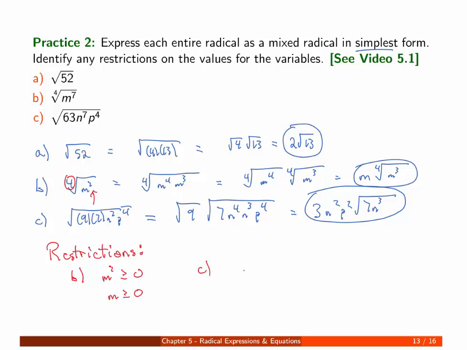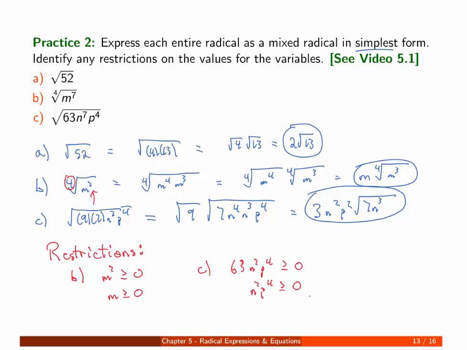Next one's similar, except it has 2 different variables. Now, a couple things. First of all, you know that 63n to the 7, p to the 4 has to be greater than or equal to 0. So just get rid of the constant value. You're left with n to the 7, p to the 4 has to be greater than or equal to 0. Here, in this case, the exponents are odd and even, so don't try to get clever here. If you put a -1 for both, for instance, that's going to be negative, so that's not going to work.